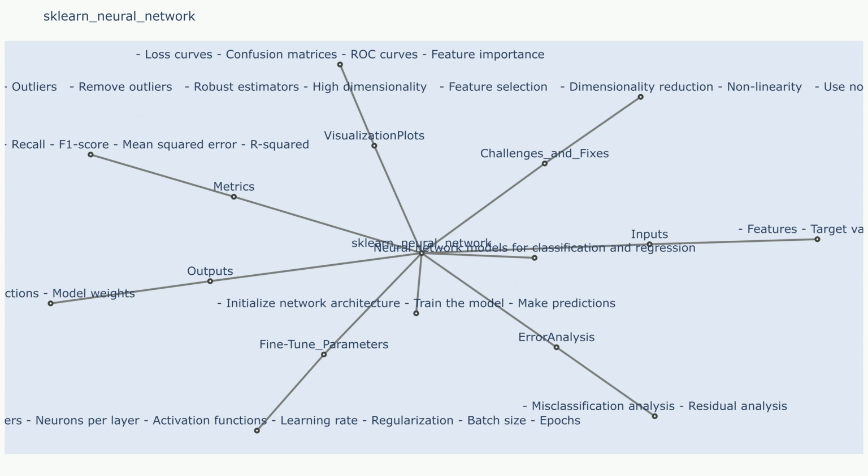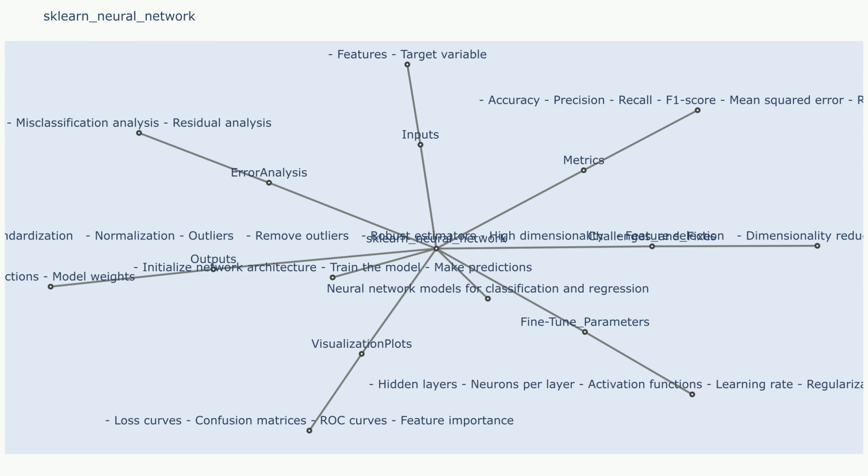Metrics: accuracy: the proportion of correctly classified samples in a classification task. Precision: the proportion of correctly predicted positive samples among all samples predicted as positive. Recall: the proportion of correctly predicted positive samples among all actual positive samples. F1 score: the harmonic mean of precision and recall. Mean squared error (MSE): the average squared difference between the predicted and actual target values in a regression task.